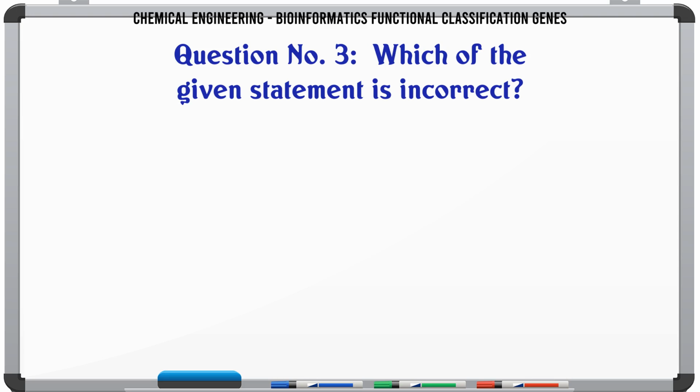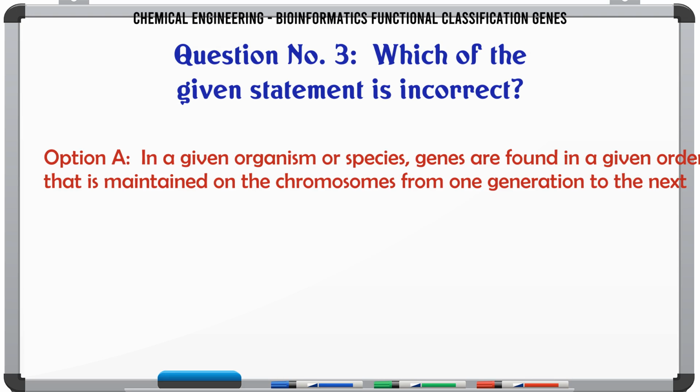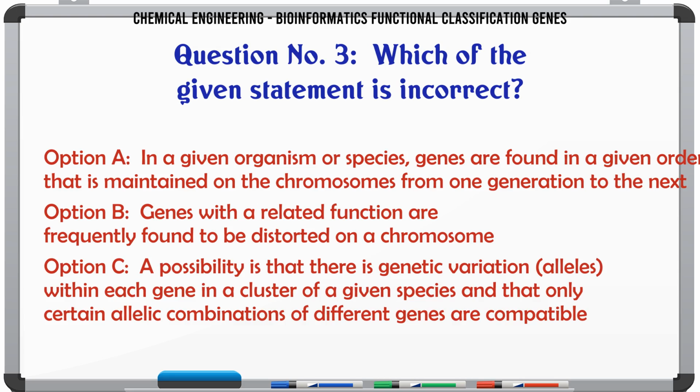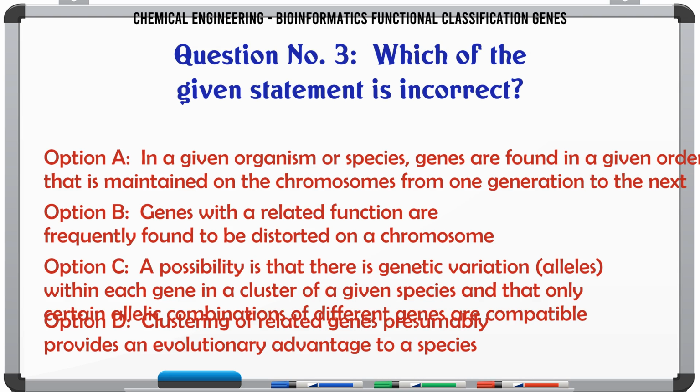Which of the given statements is incorrect? A. In a given organism or species, genes are found in a given order that is maintained on the chromosomes from one generation to the next. B. Genes with a related function are frequently found to be distorted on a chromosome.